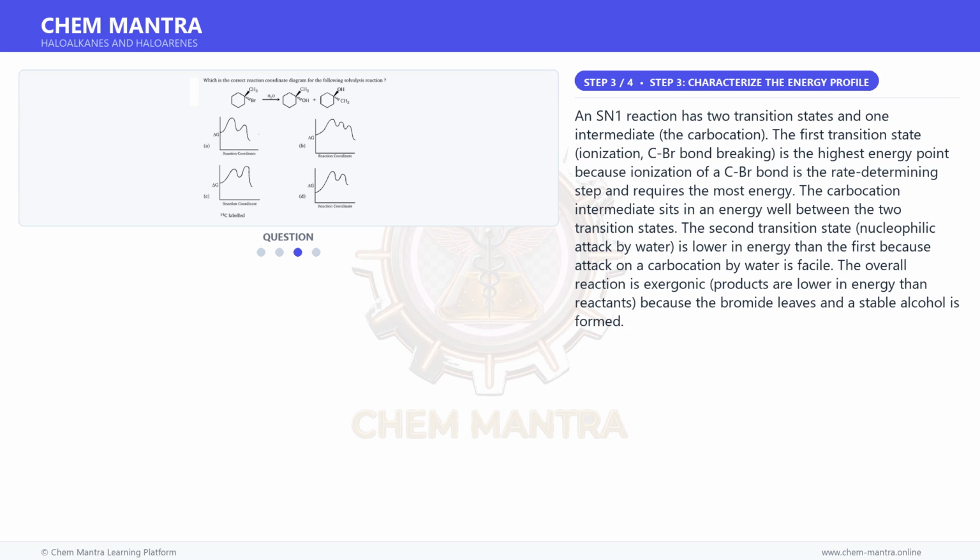The second transition state, nucleophilic attack by water, is lower in energy than the first because attack on a carbocation by water is facile. The overall reaction is exergonic. Products are lower in energy than reactants because the bromide leaves and a stable alcohol is formed.